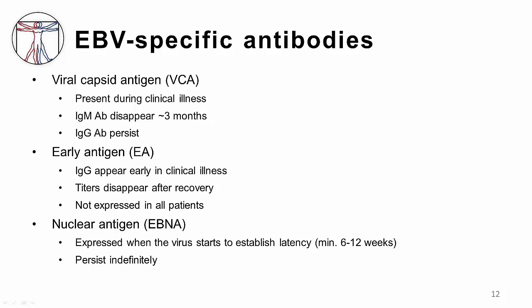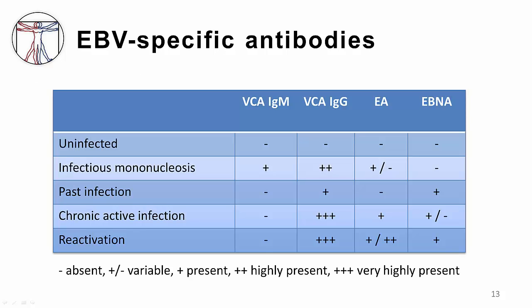The ELISA tests that detect antibodies to the EBV viral capsid antigen and early antigen are more sensitive than the heterophile antibody tests. Lastly, there are many Epstein-Barr nuclear antigens which are produced during latent EBV infection. These are expressed when the virus starts to establish latency, typically 6 to 12 weeks after initial exposure, and can persist indefinitely. Examples of some test results are provided here in table form.